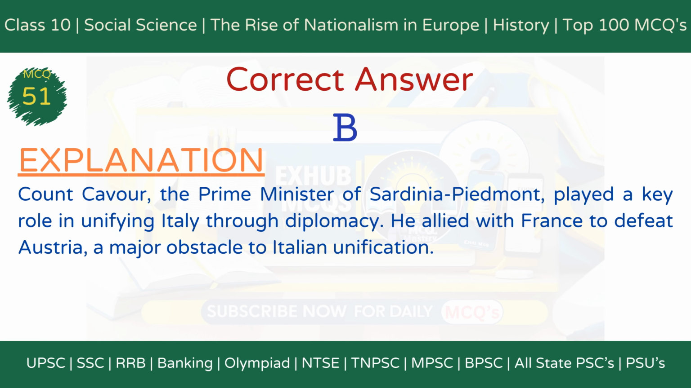The correct answer is option B, by forming diplomatic alliances. Explanation. Count Cavour, the Prime Minister of Sardinia-Piedmont, played a key role in unifying Italy through diplomacy. He allied with France to defeat Austria, a major obstacle to Italian unification.